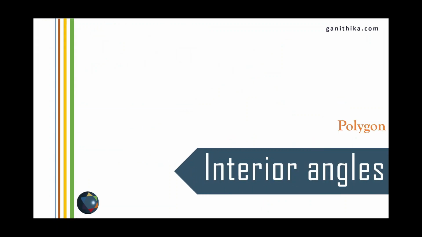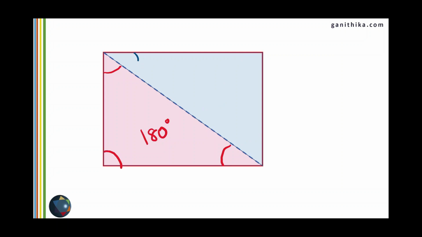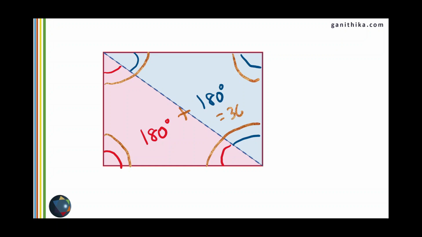Let's consider interior angles of other polygons. This is a quadrilateral. A quadrilateral has four sides. I can cut a quadrilateral into two triangles like this. And in each triangle, the interior angles add up to 180 degrees. So, there are two triangles, each of them adding up to 180 degrees. So, if I add all the angles of the quadrilateral, I will be adding these two 180 degrees, so that I am going to get in total 360 degrees.